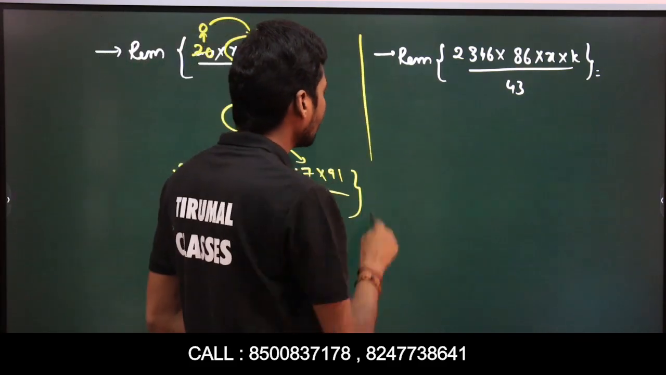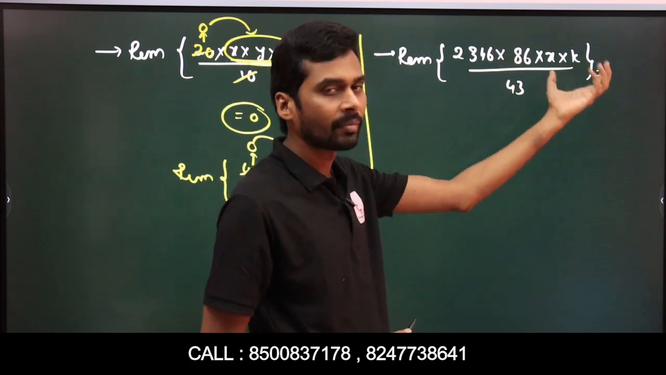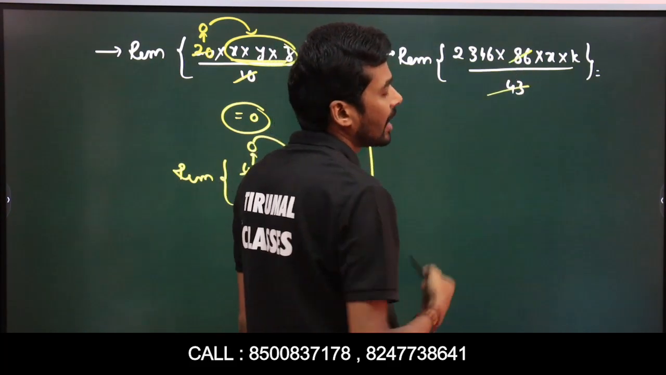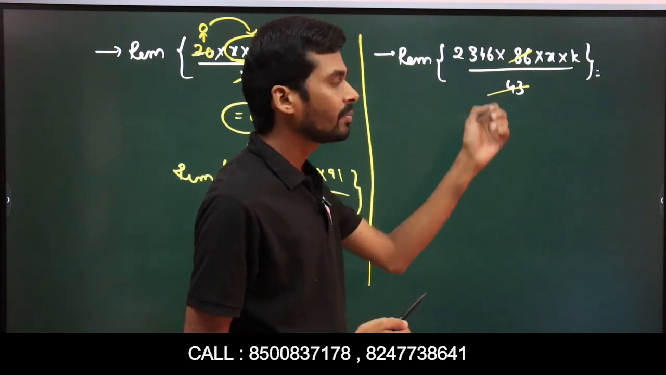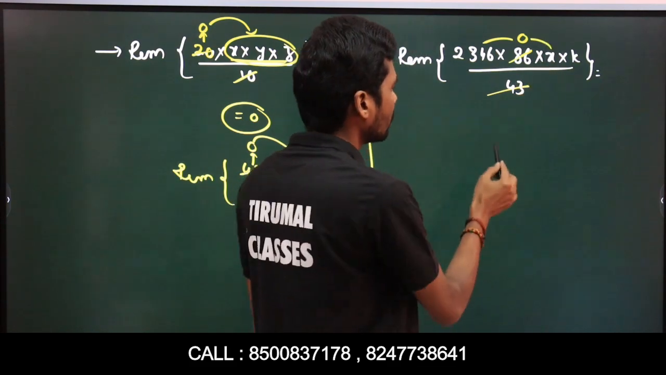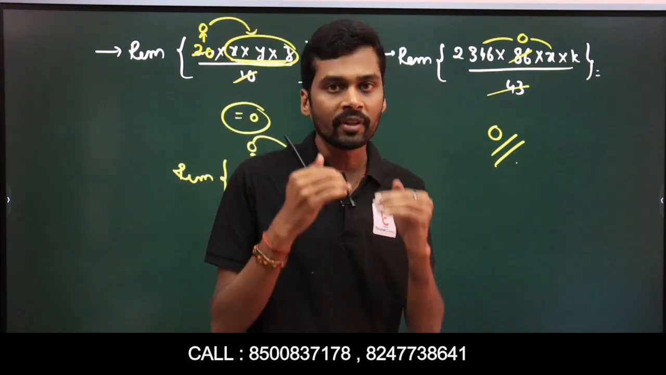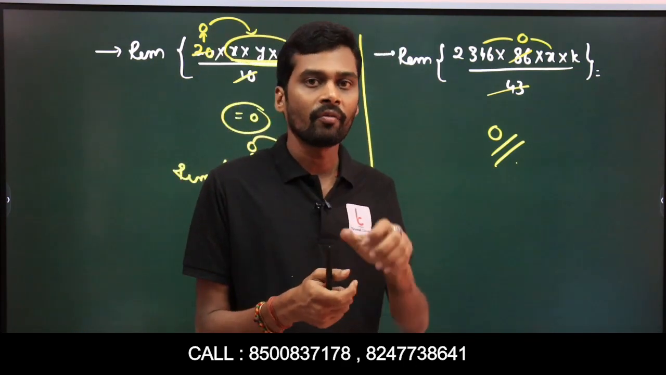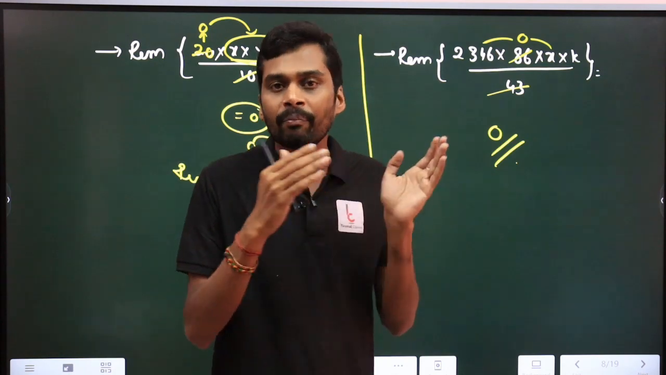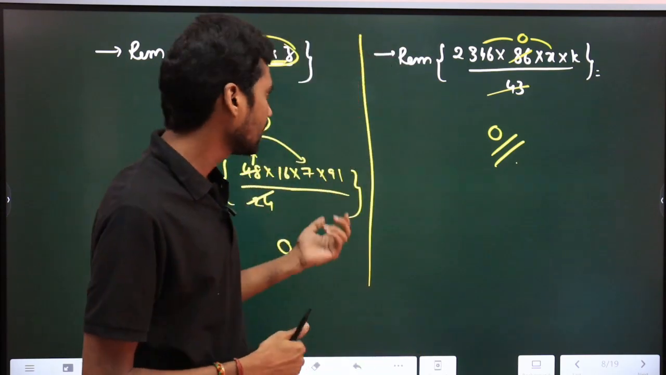Even if you take another example, what is the remainder when 234 into 86 into some other numbers' product is divided by 43? See, 86 is divided by 43 completely, right? So what is the remainder I'll get? The remainder is 0. When I have the remainder 0, 0 into any number is 0. So the point is, if one of the numbers in the numerator is perfectly divisible by the denominator, then the complete remainder is 0, irrespective of the remaining numbers in the product. So that is another property.